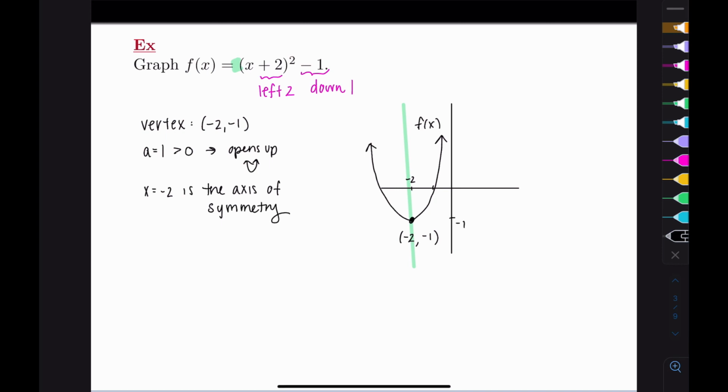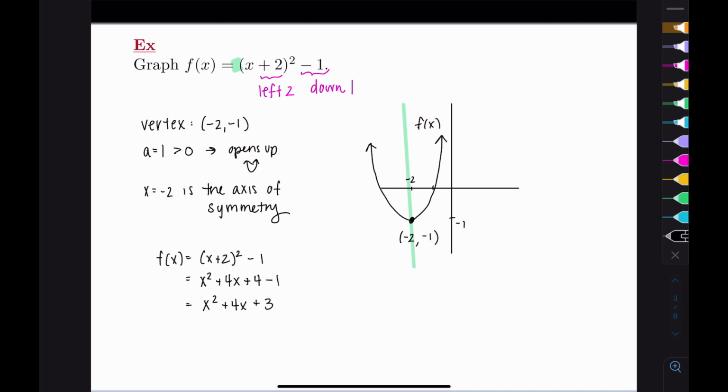So this function was already put in standard form for us, but again, you could expand it out. So this is x plus 2 squared minus 1. If you were to FOIL that, that would be x squared plus 4x plus 4 minus 1. So in general form, this would be x squared plus 4x plus 3.